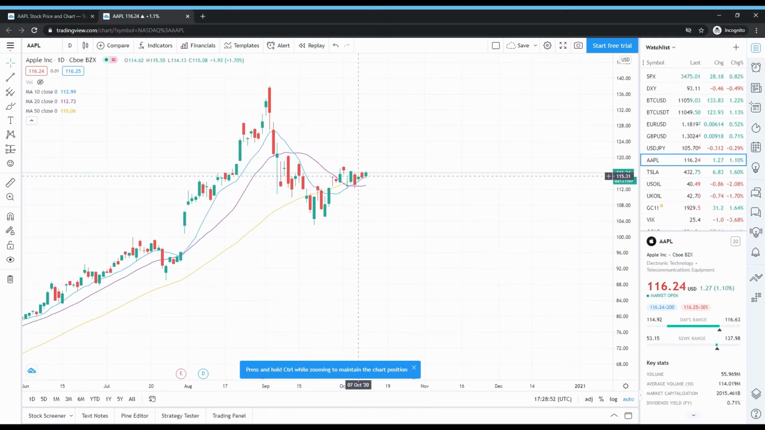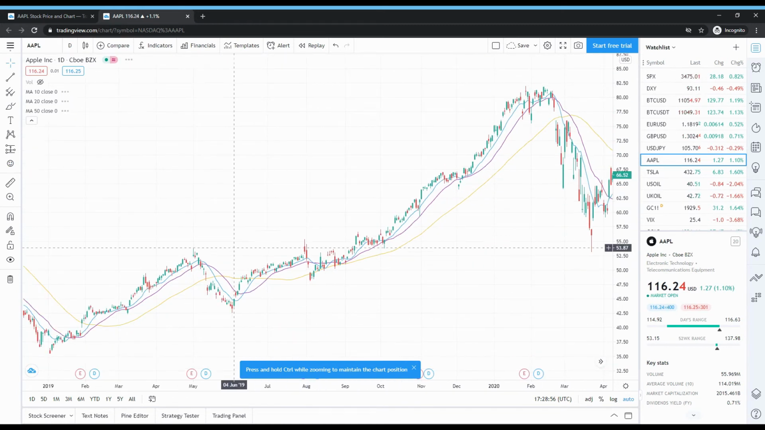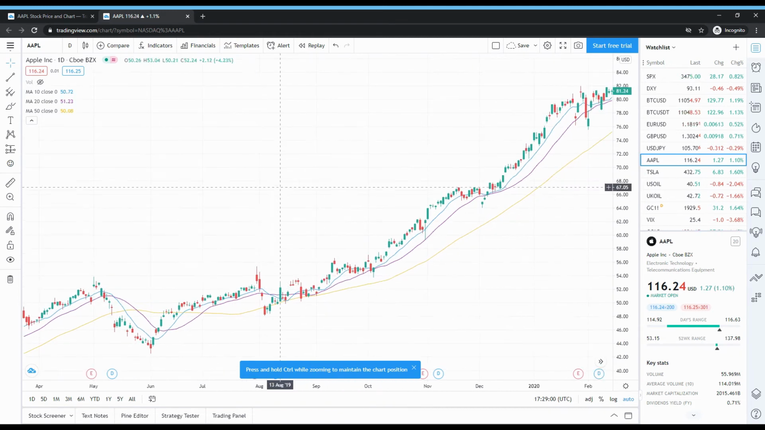Let's take a look at the previous historical prices of Apple. So in this trend we had a really long run in Apple. Here our 10-day as well as our 20-day moving average have crossed. Our 10-day crossed on 20th of June 2019, and our 20-day crossed on 1st of July 2019.